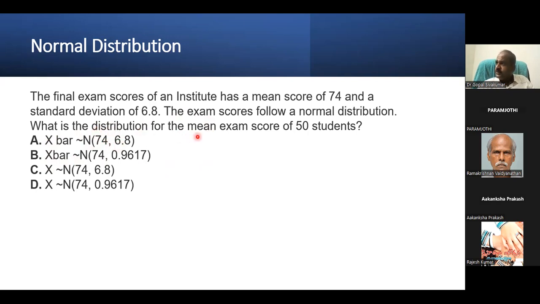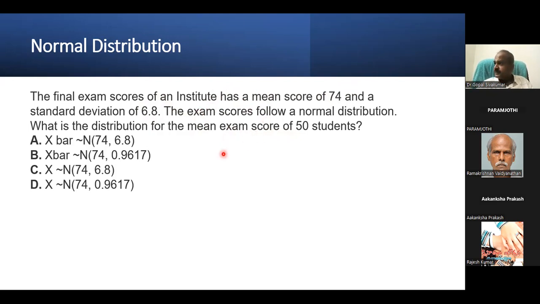Now, what is the distribution for the mean exam score of 50 students? Right? An institute has a mean of 74, standard deviation of 6.8. When I say institute average and institute standard deviation, they are called population parameters. Am I right? And now this is a sample of 50. Now what will be the standard deviation of the sample? And moreover, we want to understand how the mean score of the 50 students will vary.